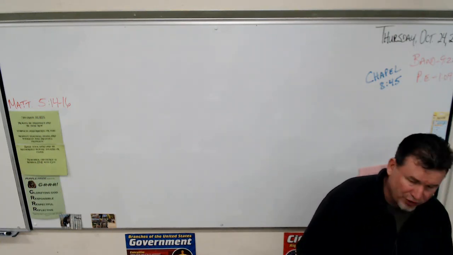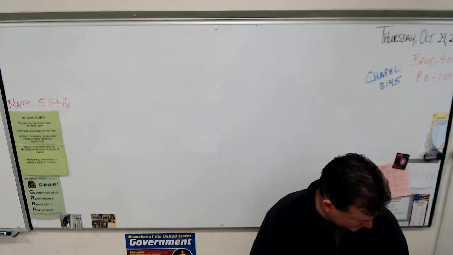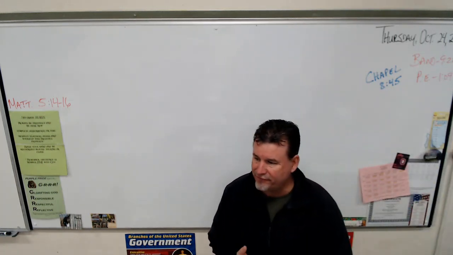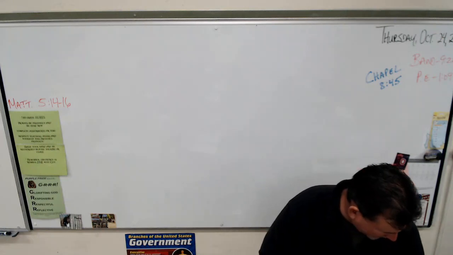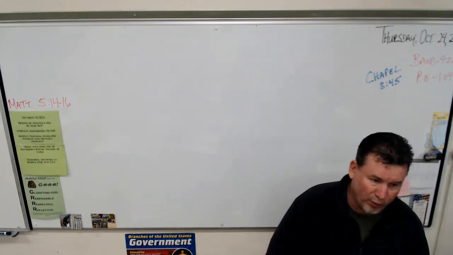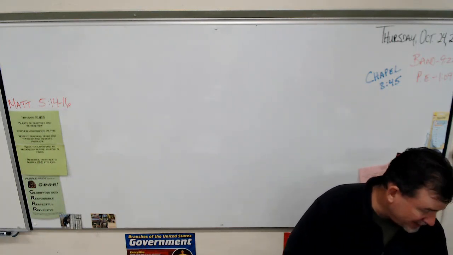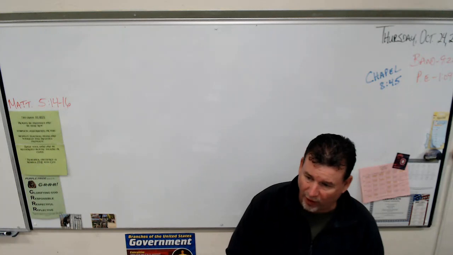Number 5, you should have gotten 32. Number 6, you should have gotten 16. Number 7, you should have gotten 15. Number 8, the answer should have been 9. Number 9, the answer should have been 40. Number 10, the answer should have been negative 161.